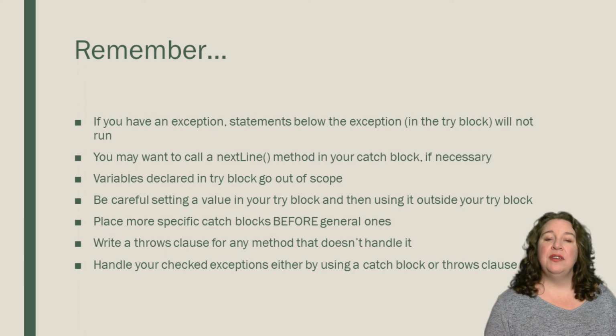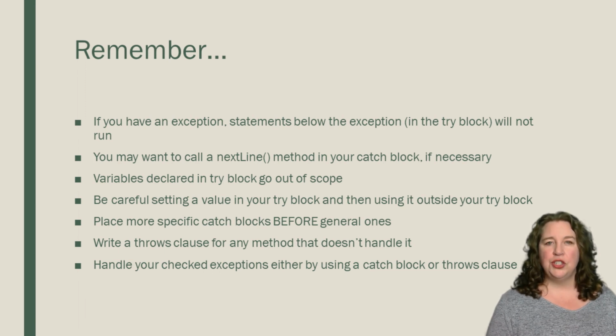Place more specific catch blocks before the general ones. You saw the way that we had written it. There was an arithmetic exception, and then an index out of bounds, and then a general exception. If you put the general exception first, everything will hit that first. It's kind of like an if statement with a bunch of booleans. If the exception is arithmetic, go here. If the exception is out of bounds, go here.